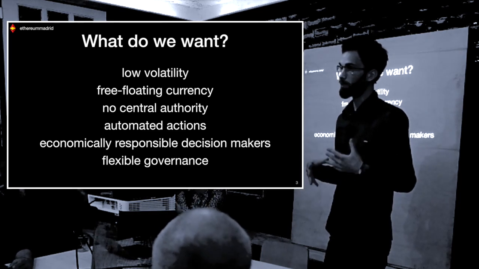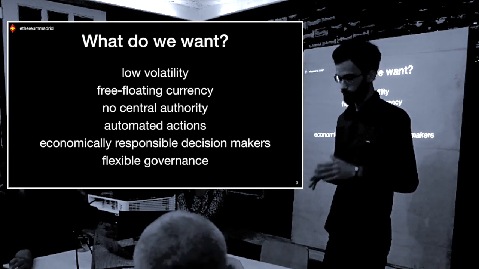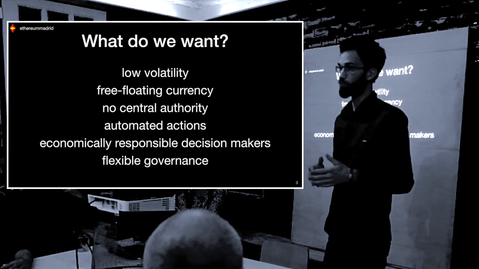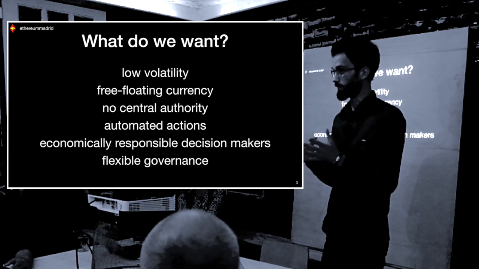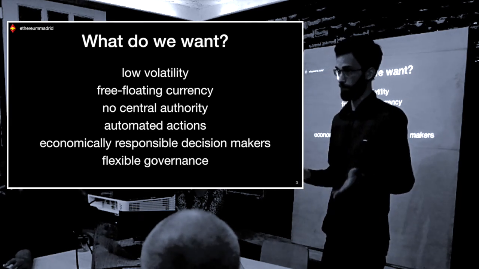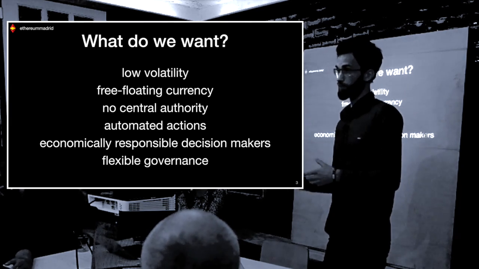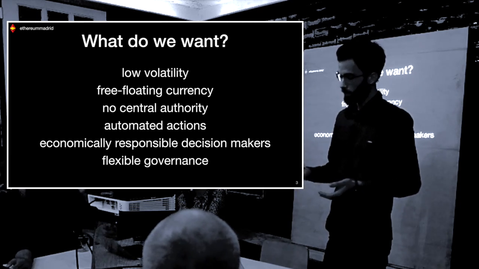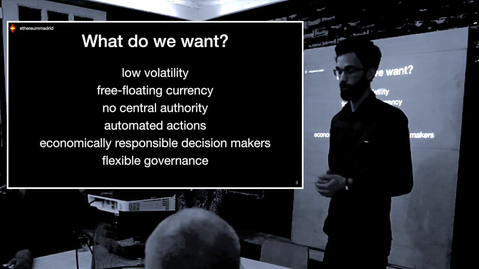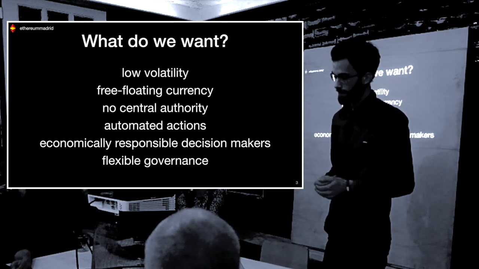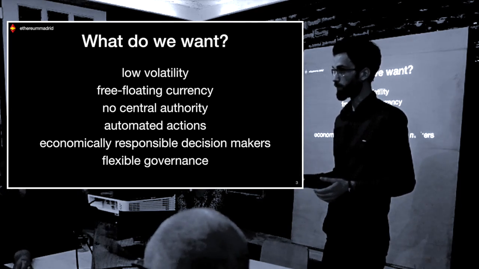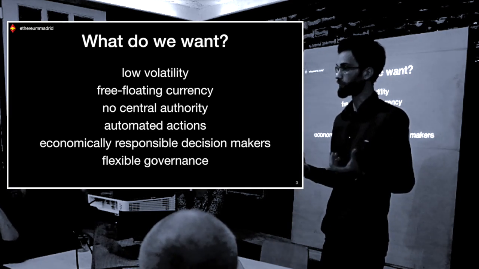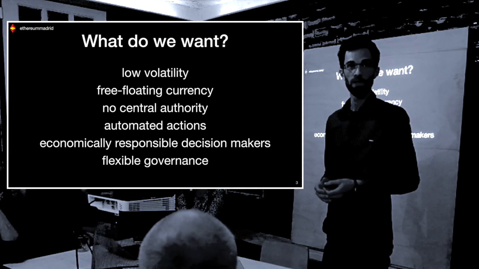No central authority in the way decisions are taken, so this is fully decentralized. Some automated actions to prevent individual actors from doing whatever they feel like doing, and for the system to react to bad situations. And we want, as I've said, responsibility for the decision makers. And a flexible governance, so we still want people to be able to take decisions and to change some parameters in the system according to what's happening in reality.